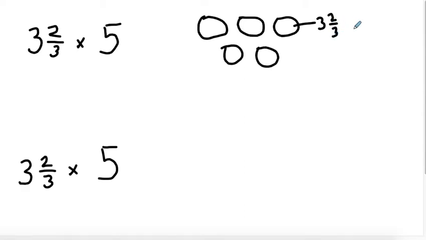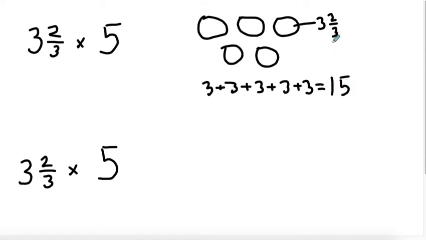Okay, well, we could count those up. We could do repeated addition as a way to solve this. So if we counted the whole numbers, each of these circles has a whole number of 3. So if I think about 3 plus 3 plus 3 plus 3 plus 3. Okay, so 3, 6, 9, 12, 15. So I have 15 wholes.